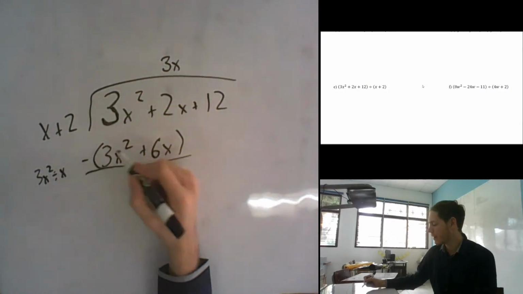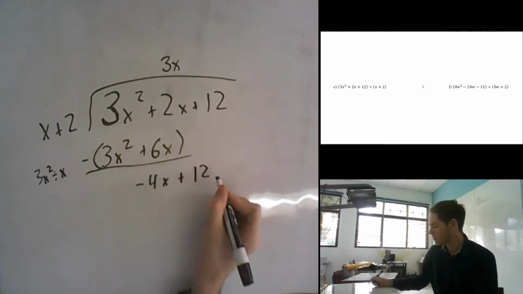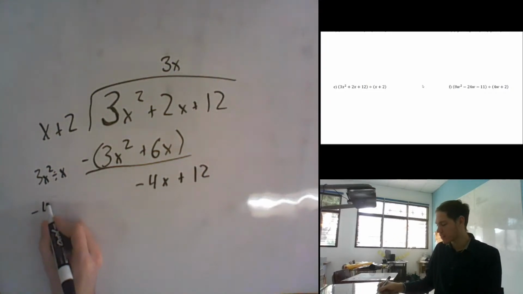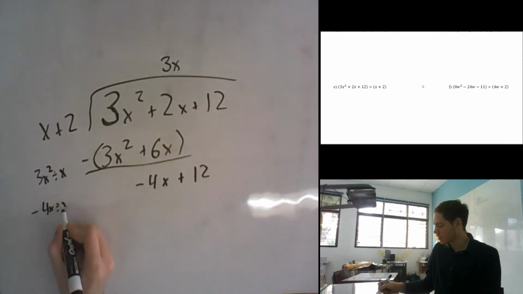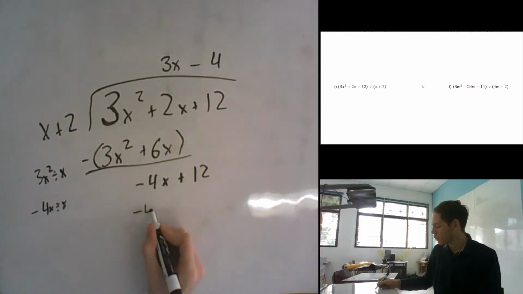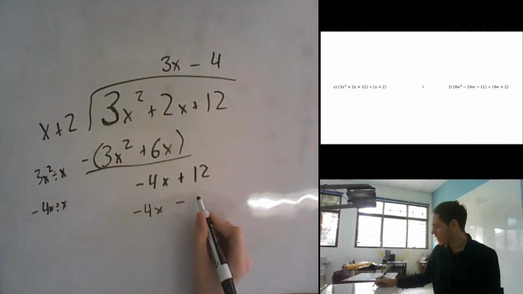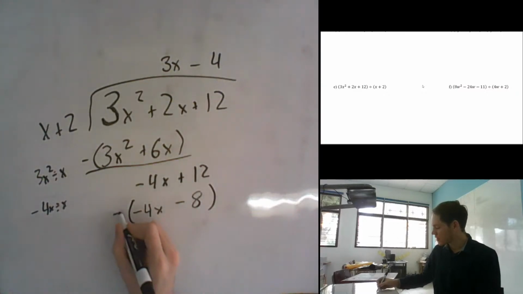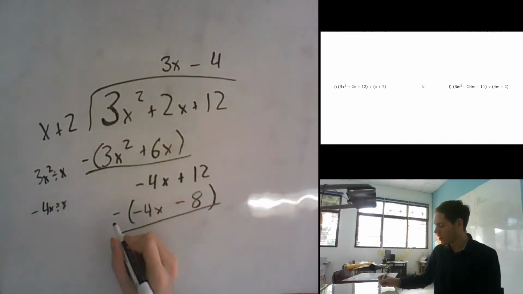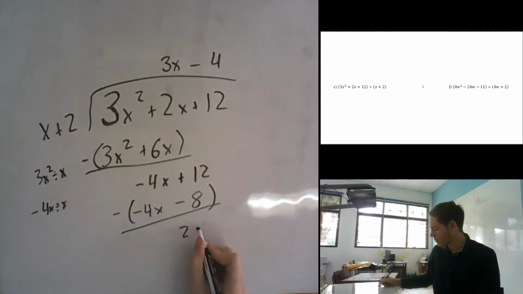Okay, 2 minus 6 is negative 4x, and then we drop down our plus 12. Okay, how many times does x go into negative 4x? Goes in negative 4. Negative 4 times x is negative 4x. Negative 4 times 2 is negative 8. Subtract this, this cancels, right? Same thing. 12 minus a negative is plus. 12 plus 8 is 20.